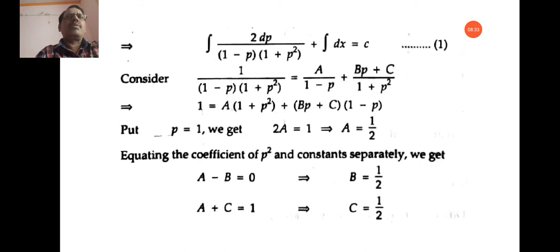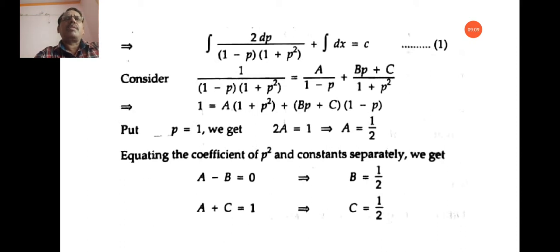So it is easy to integrate dx, that is x. But how to integrate 2 dp by 1 minus p into 1 plus p square? There are some methods to integrate these types of problems. One of the methods is partial fractions. So let us take the term 1 by 1 minus p into 1 plus p square is equal to A by 1 minus p plus Bp plus C divided by 1 plus p square.